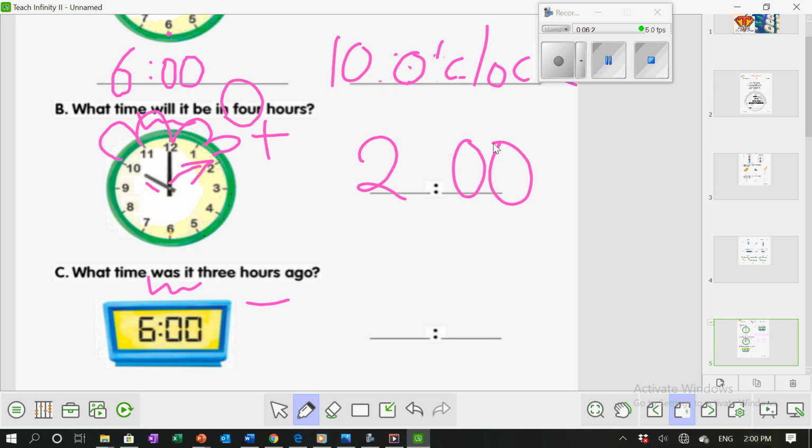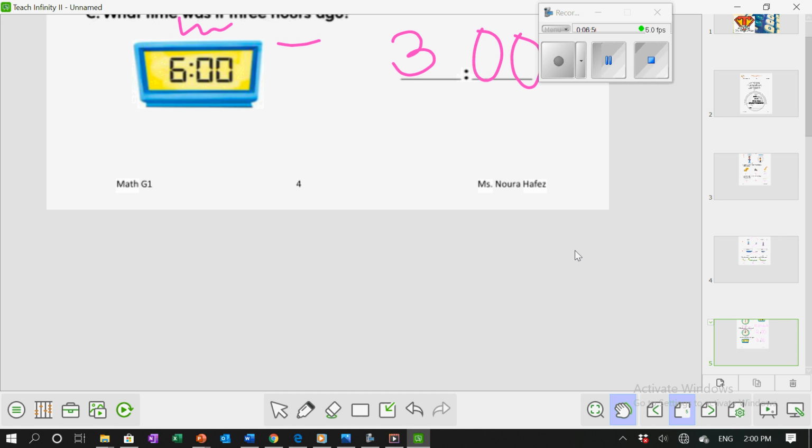Here is 6 o'clock. I want to go back 3 hours. Sorry, so I am at 6. Let's go back 3: 1, 2, 3. Excellent, 3 o'clock. So it's 6 minus 3. It will be 3 o'clock.